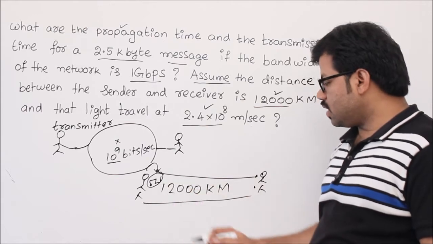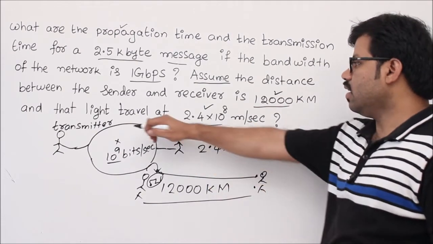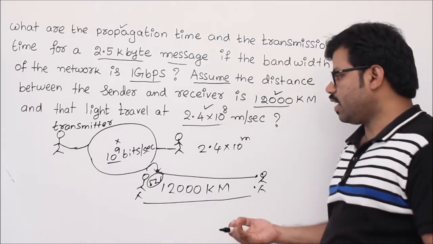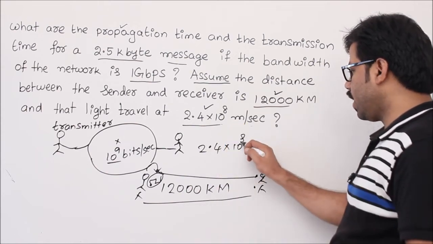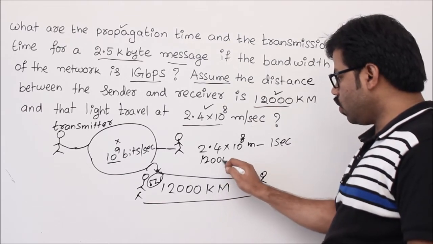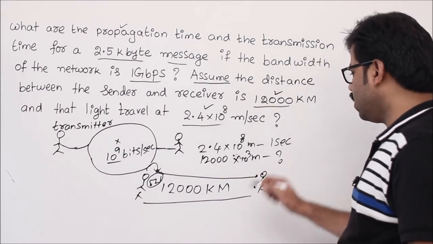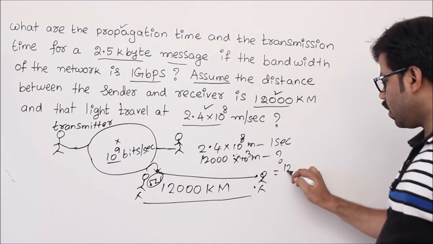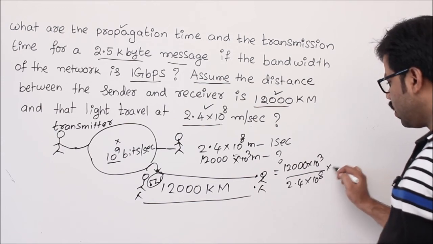So we'll ask Mr. Signal, what is your speed? 2.4 into 10 power 8 meters per second, because indirectly it said light travels at 2.4 into 10 power 8 meters per second, and we should assume that the signals are light signals. That's why that information is given, 2.4 into 10 power 8 meters in 1 second. But how much distance do we have to travel? 12,000 kilometers, right? Kilometers can be written as 10 cube meters. Then how much time will they take? Is it not again direct proportionate? Whenever it's direct proportionate, the formula is nothing but flip it. 12,000 on top and 2.4 into 10 power 8 on the downside into 1 second, right?